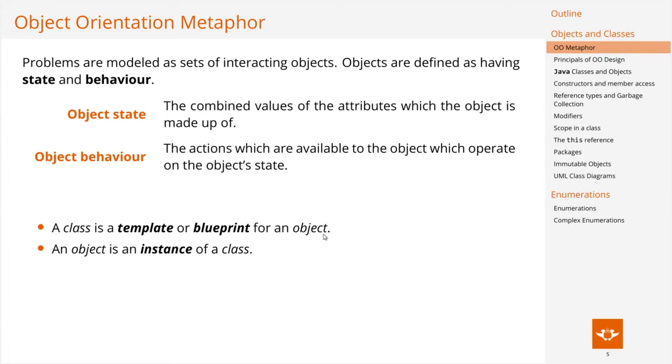So this is the general concept of object orientation. It's not towards a specific language. This is general. You could apply this to C++, you could apply this to Java, you could apply this to Python, you could apply this to C#. Any object-oriented language can use these concepts.